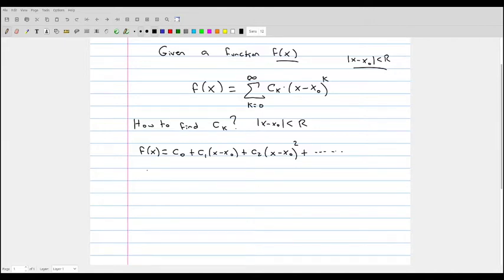So if f is a differentiable function, the derivative of this function is going to be the derivative of this entire sum, term by term. The derivative of c naught is 0. The x derivative of this expression is just going to be c1 plus 2 times c2 times x minus x naught plus 3 times c3 times x minus x naught squared, and so on and so forth.